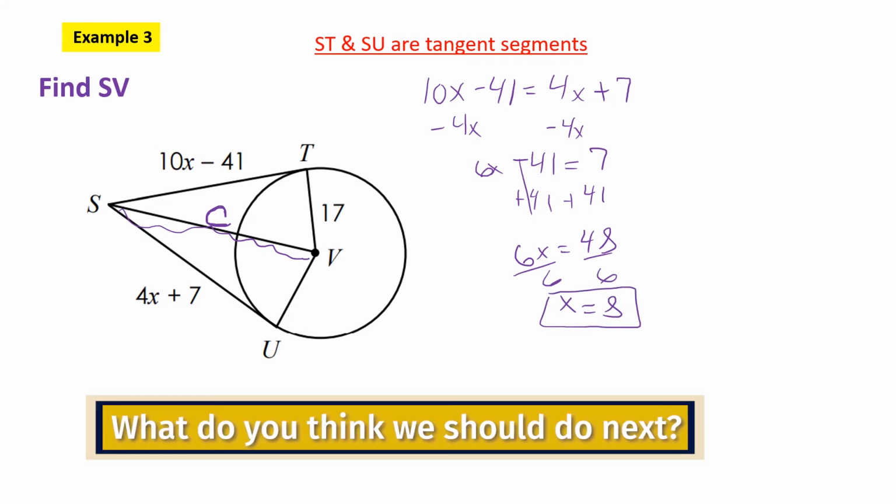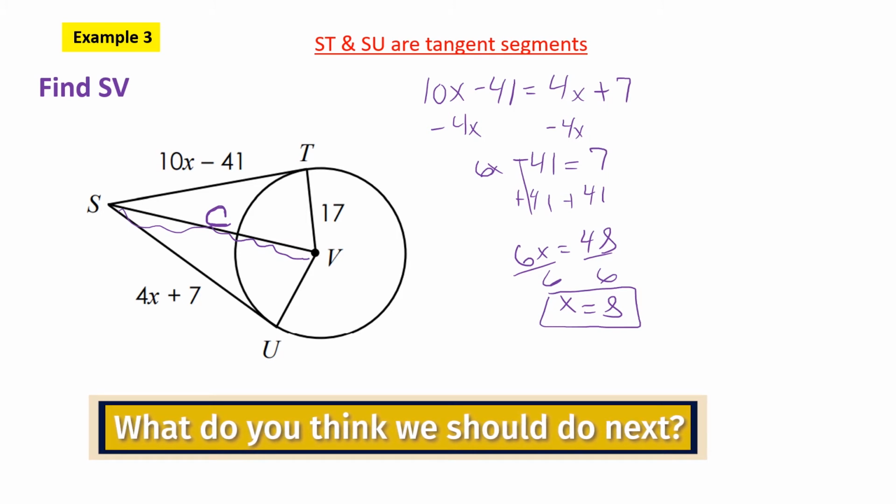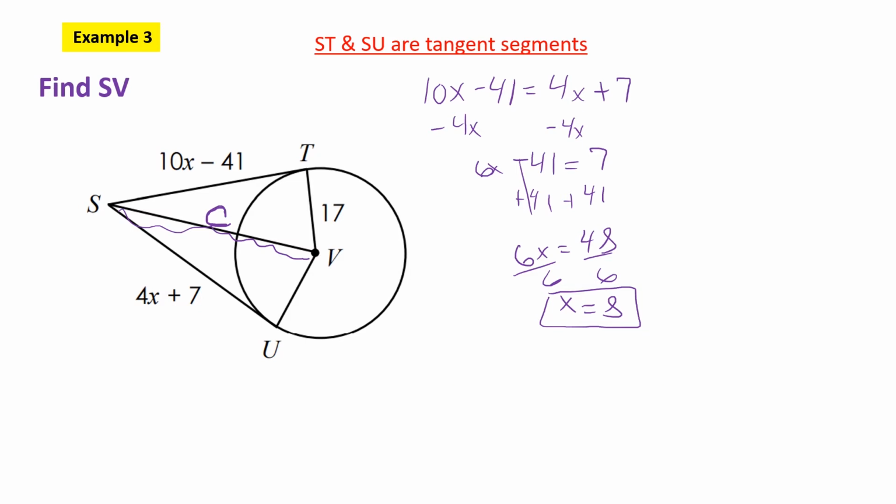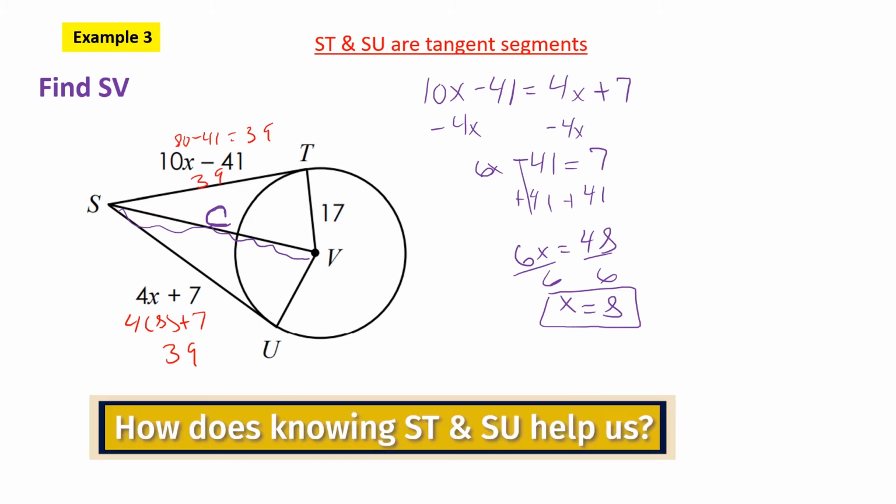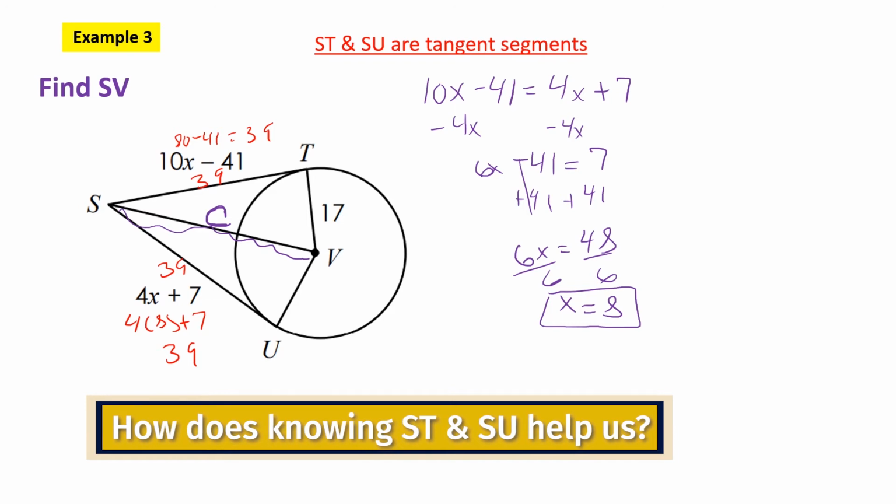We found x, and we want to find SV, so we're given ST and SU. So let's plug it in. If we found that x is 8, so 4 times 8 plus 7. 4 times 8 is 32 plus 7 is 39. Plug it in here. 10 times 8 is 80 minus 41. So we found that these segments are 39, all right? But we still have not found SV.